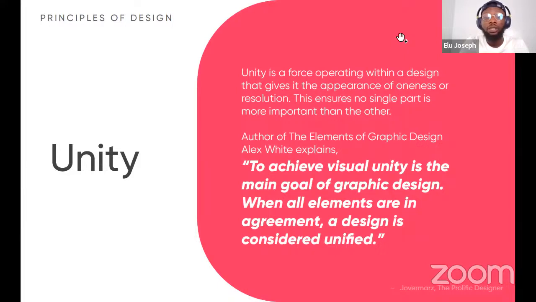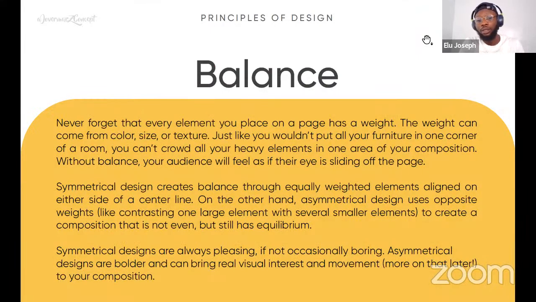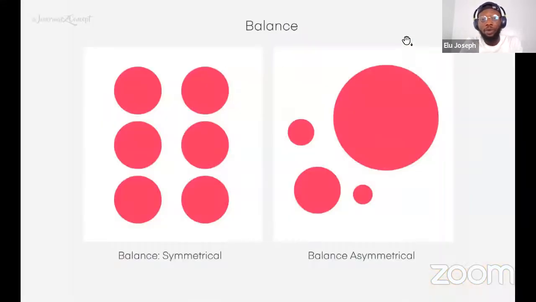We have unity, which speaks to agreement or uniformity in design. We have balance, which helps to symmetrically or asymmetrically align objects in different sizes, which we see here. I'm sure everyone understands balance so well. We've had so many examples on balance.